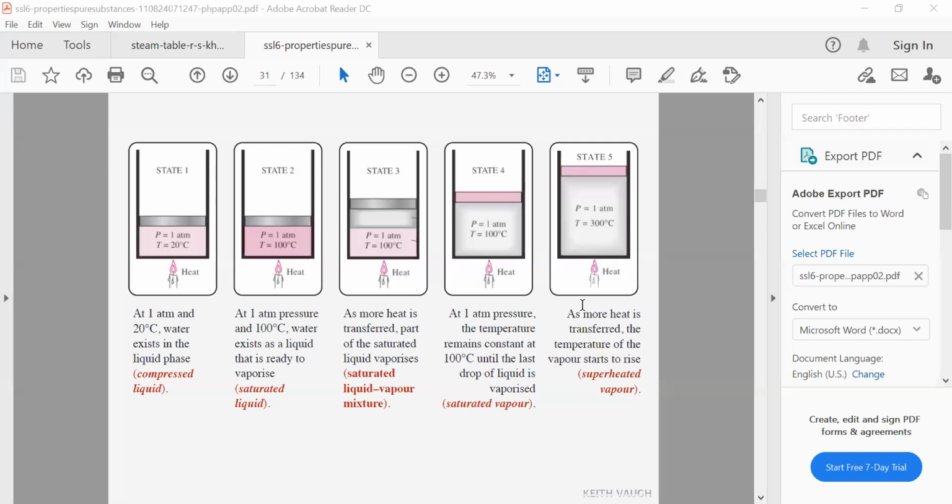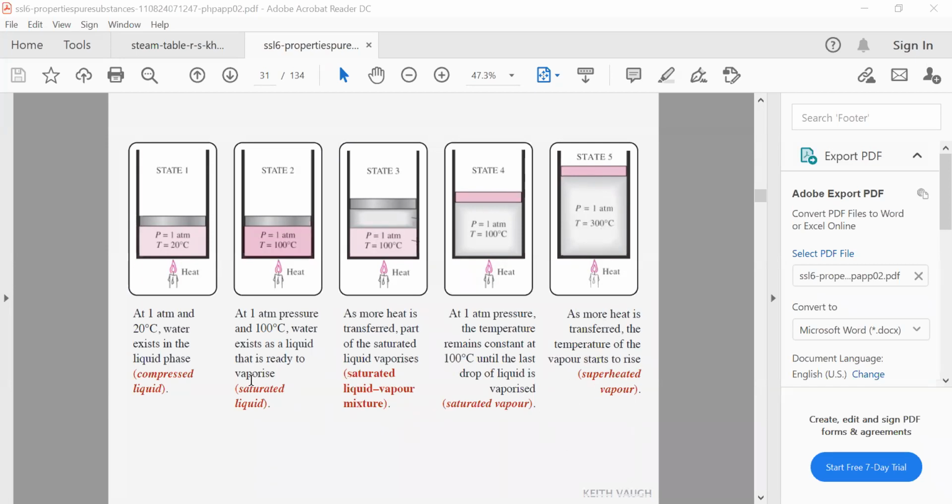The last condition: as more heat is transferred to the water, the temperature of the vapor starts to rise. Here at 1 atmospheric pressure, the temperature is 300. At atmospheric conditions the boiling temperature or saturation temperature is 100 only, but it is heated more than 100, that is 300 degrees centigrade. Therefore, it is termed as superheated vapor.